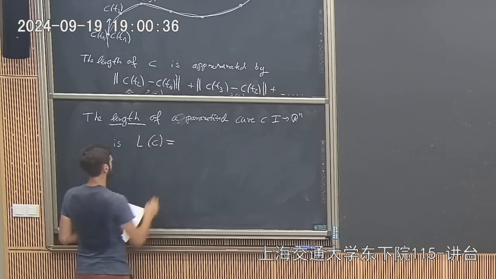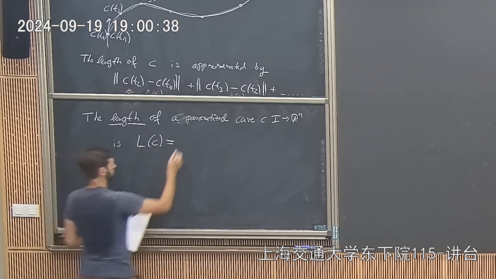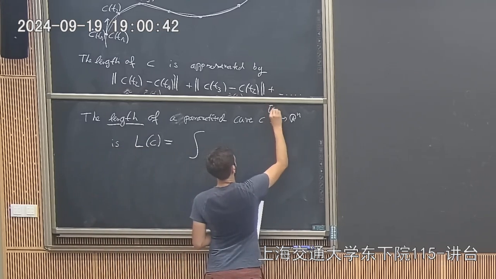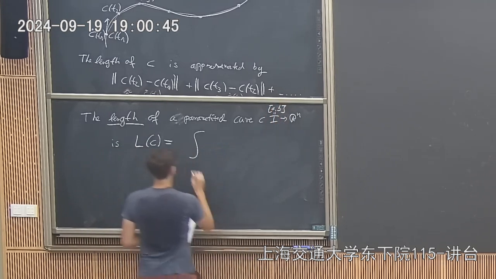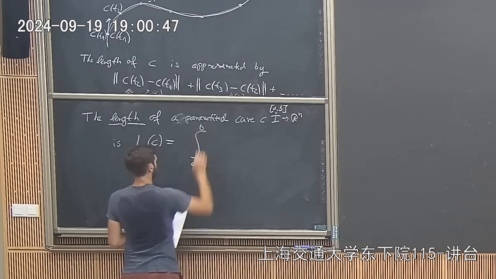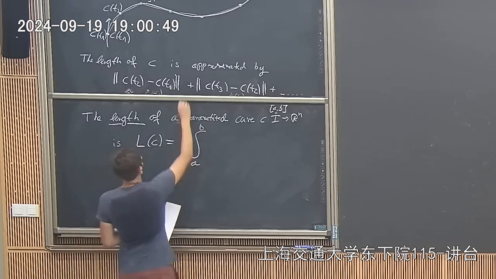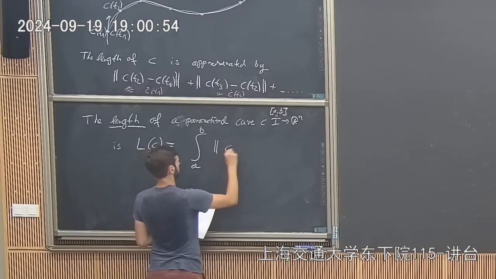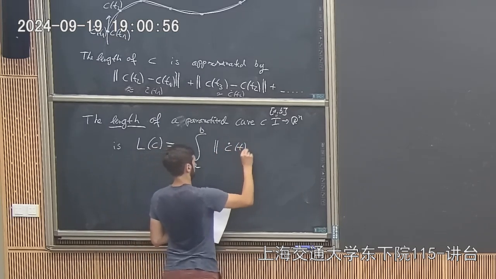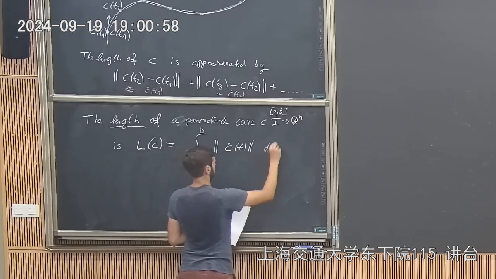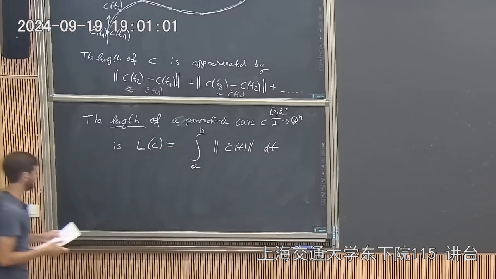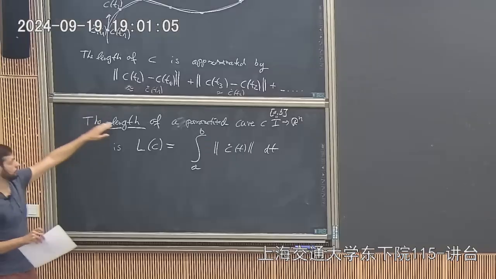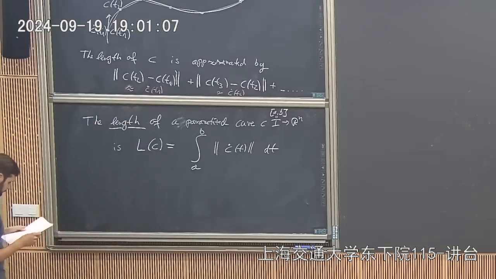Notice this is a capital L of the curve. And what we have is that the interval is from A to B. Then this is the integral over all of A to B, and then we have to take the norm of the tangent derivative, and we integrate over t. So that's the formula for the length that we concluded by this approximation procedure.